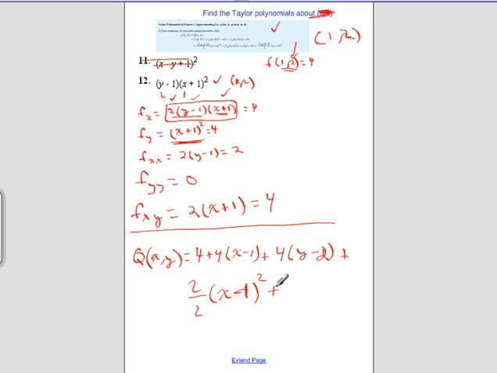Okay, so then we have plus, now we've done this, this, this. I'm going to skip the f partial yy and go right to here. So that's plus 4 times x minus 1 times y minus 2. And then lastly, plus f partial yy, well, that's just 0, so plus 0. And there's my quadratic approximation for the function y minus 1 times x plus 1 squared, centered at the point 1 comma 2.